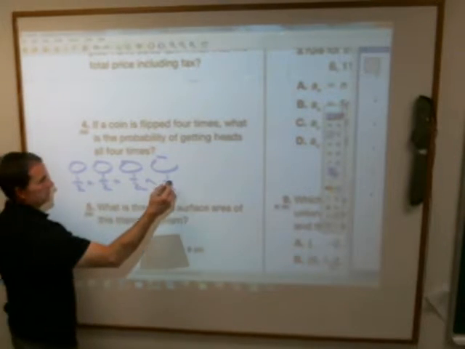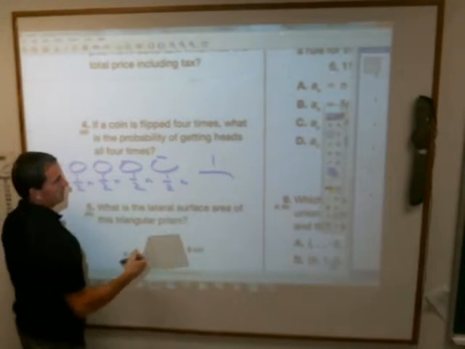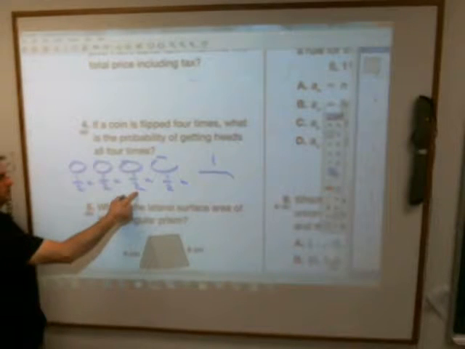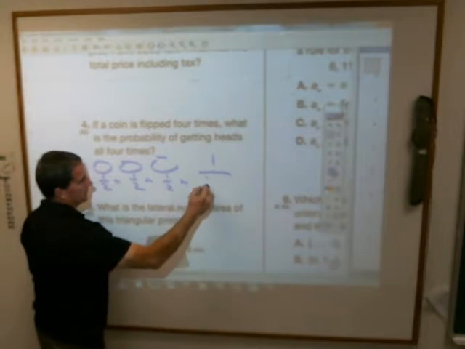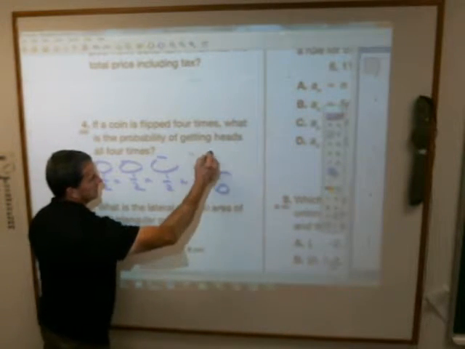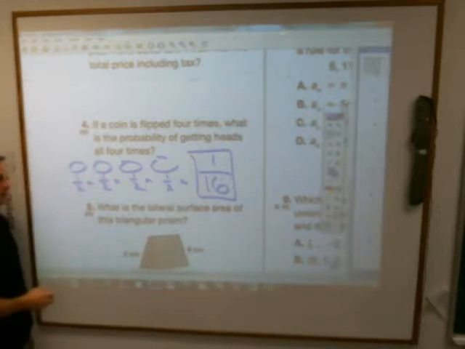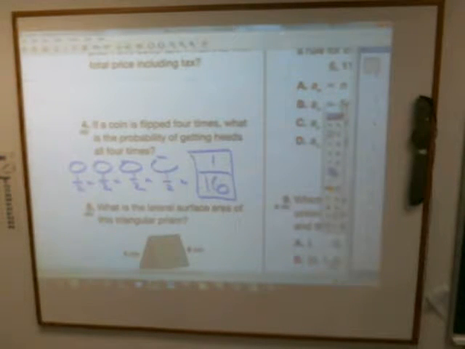1 times 1 times 1 times 1 is 1. 2 times 2 is 4. 4 times 2 is 8. Times 2 is 16. 1/16 of the time you will get 4 heads in a row.